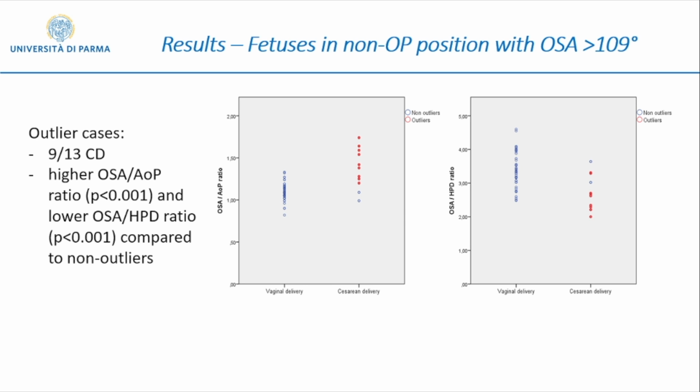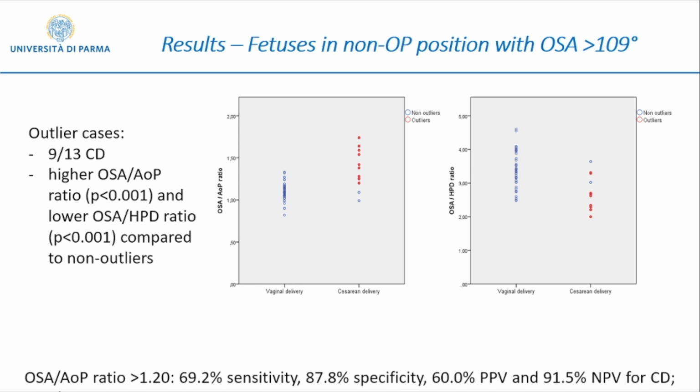The graphs shown in this slide demonstrate the distribution of the OSA to AOP ratio and the distribution of the OSA to HPD ratio in relation to the mode of delivery in outliers and in non-outlier cases. As can be noted from the graphs, outlier cases were characterized by a higher OSA to AOP ratio and a lower OSA to HPD ratio compared to non-outliers.